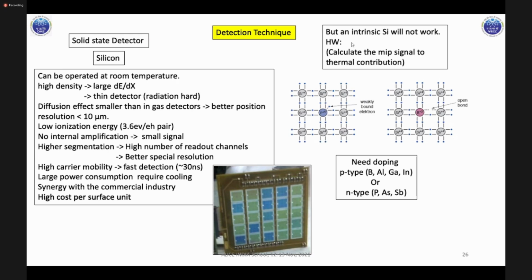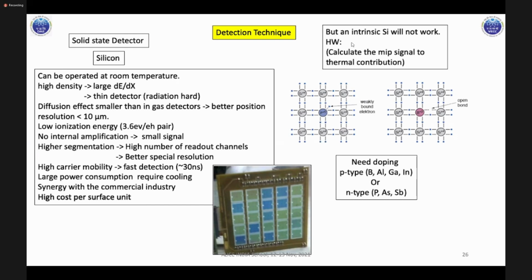Okay. And in silicon, you can have very tiny detectors, segmentation to a very small one. So basically you can have a very large number of detectors within a very small area. So you can have many pixels, which you cannot achieve in case of a gas detector. Moreover, there is higher carrier mobility. And these semiconductor detectors are pretty fast, and their response time is of the order of 30 nanoseconds or even less. And large power consumption is required.